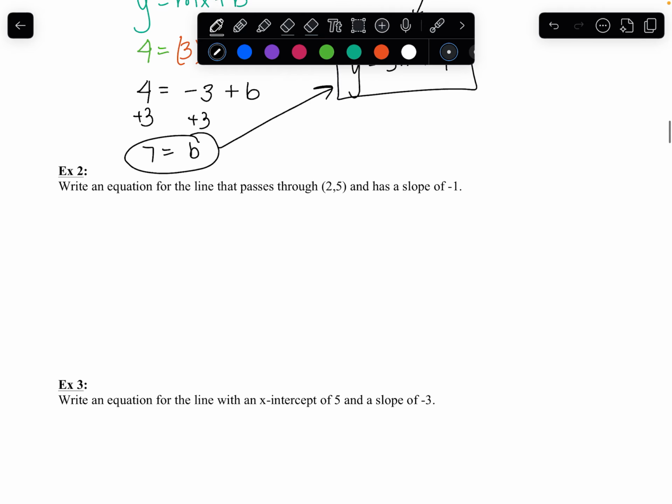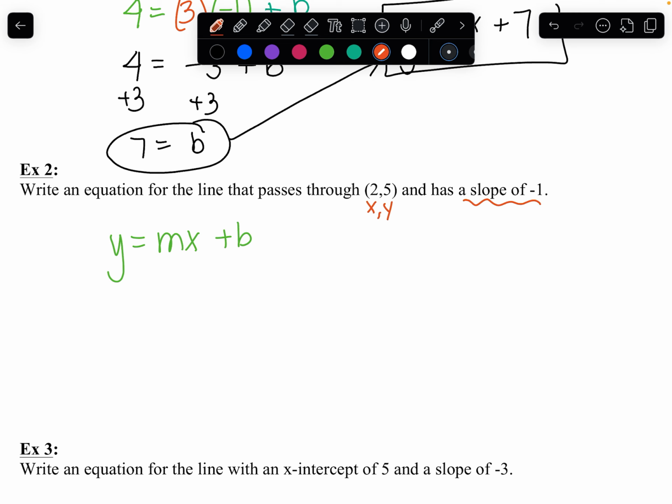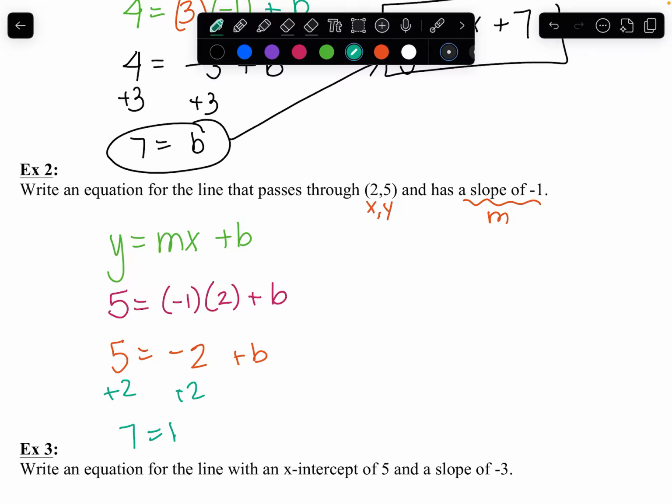Okay, let's look at example 2. So we have, again, y equals mx plus b. We have x and y, and we have our slope. So I'm going to plug everything in. So y is 5, our slope is -1, our x value is 2, plus b. -1 times 2 is -2. And then I'm going to finish by adding 2 to both sides to get 7 equals b.